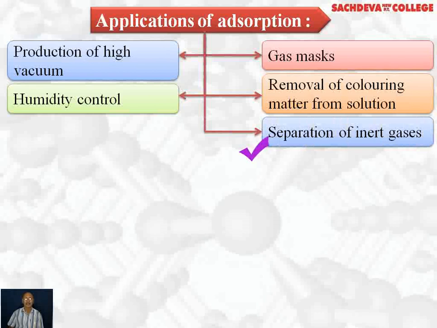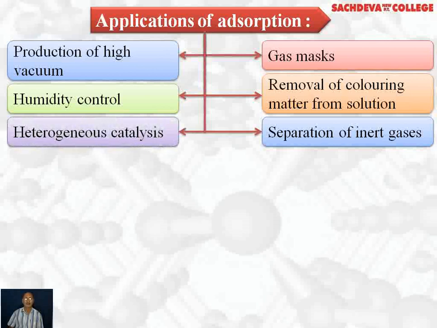Separation of inert gases can be done with the help of adsorption because different gases adsorb to different extent. Helium gets adsorbed to minimum extent because it has smallest size and least surface area. Xenon will adsorb to maximum extent because of highest surface area and more van der Waals force of attraction. So its extent of adsorption will be more. And also helium is most difficult to liquefy, whereas xenon is most easily liquefied. And all the gases which are easily liquefiable get adsorbed to more extent. Heterogeneous catalysis is based on adsorption.